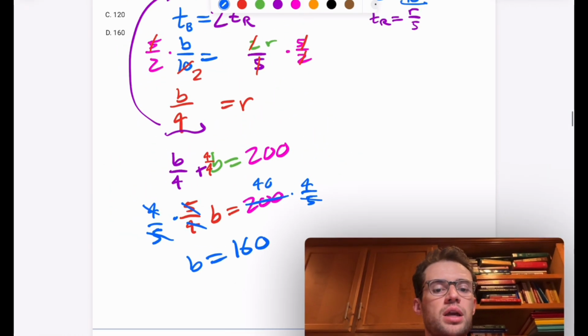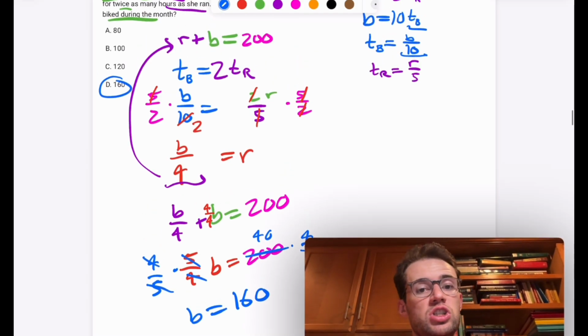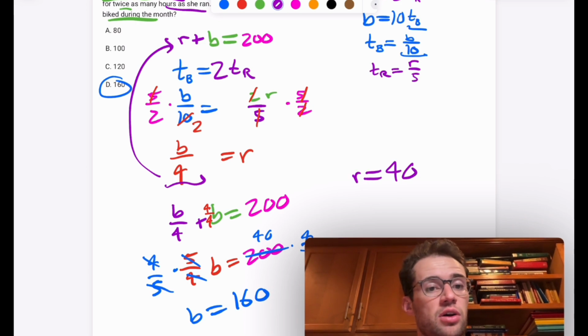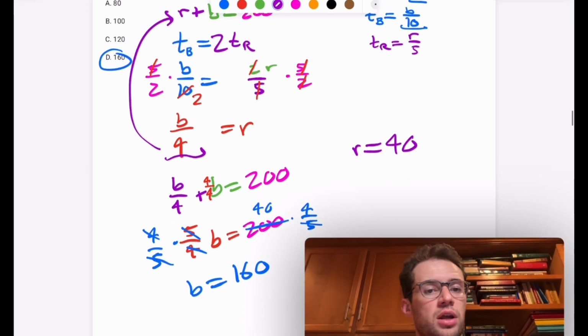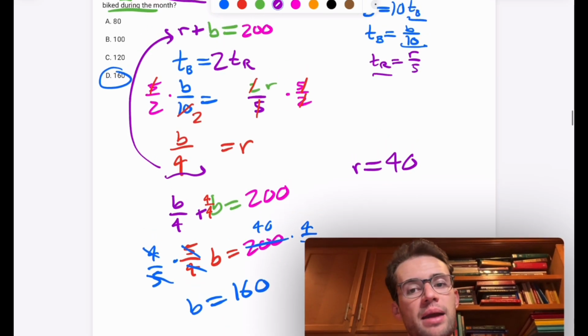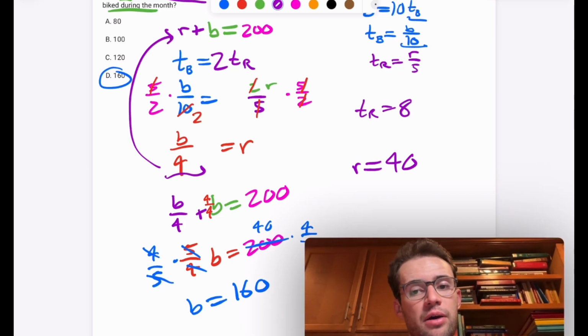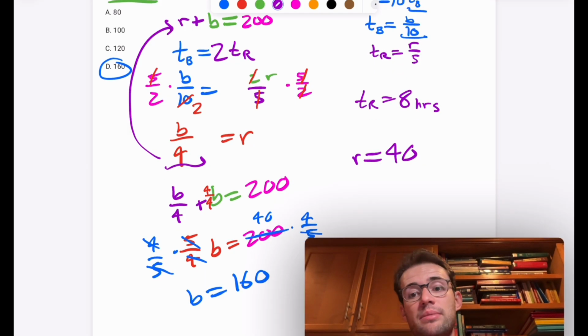So that means that Morgan biked 160 miles, which would mean that she ran 40. So R is going to be equal to 40. We don't need to know that, but that could help us check it. So if we know that R is 40, then the time running is R divided by 5, so 8. So TR should be 8 hours. That makes sense. 8 hours times 5 miles per hour would be 40 miles.